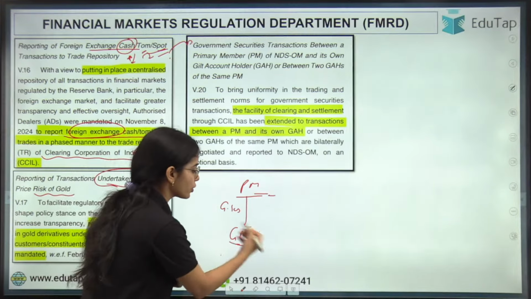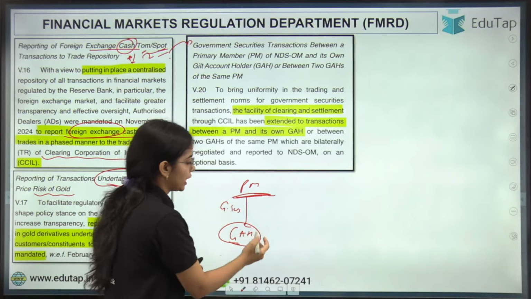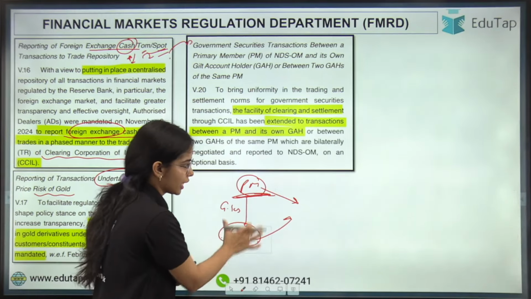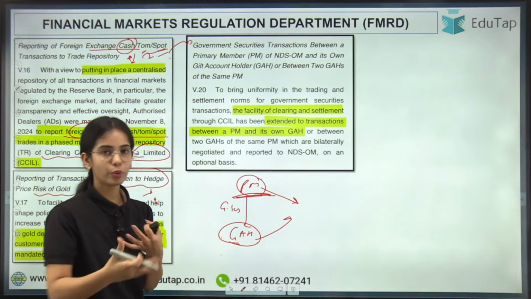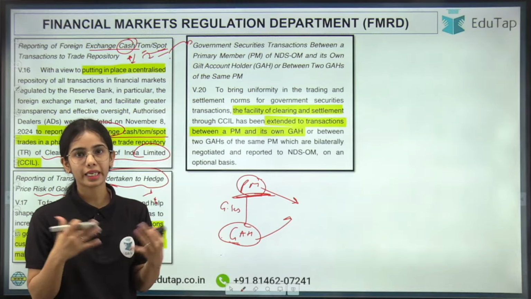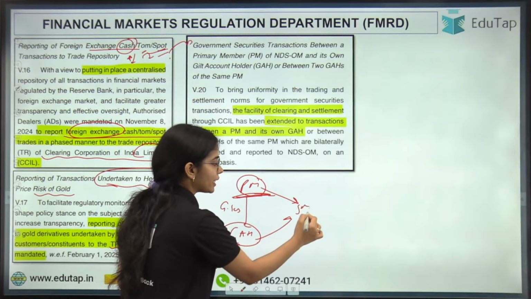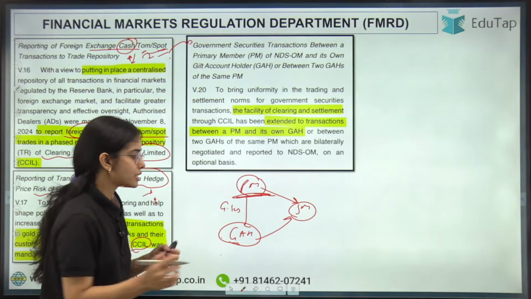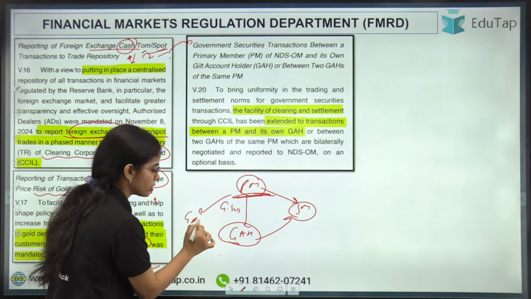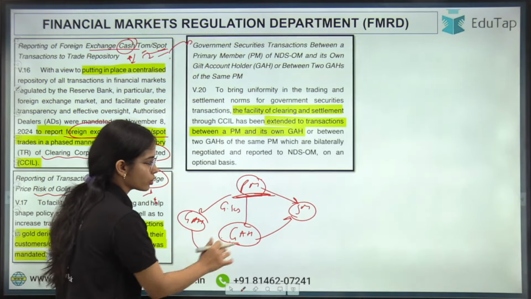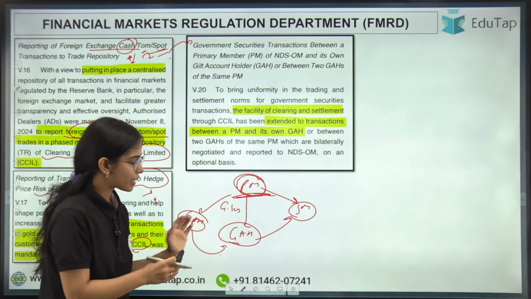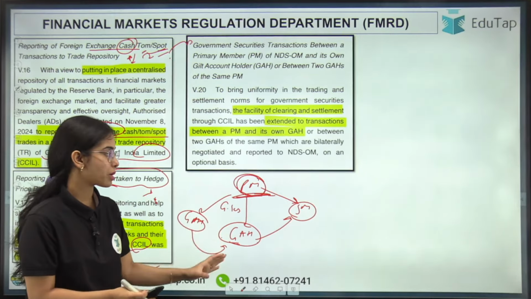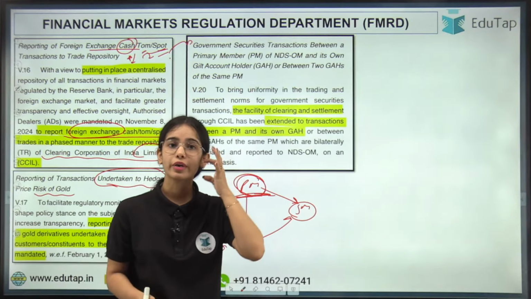Okay, so gilt account holders are connected with the primary member. Now, let's say the primary member and the gilt account holder are trading among themselves in the secondary market. The NDS OM platform was not provided for them. As well, multiple gilt account holders of a single primary member, if they were trading government securities among themselves in the secondary market, were not allowed access to NDS OM.